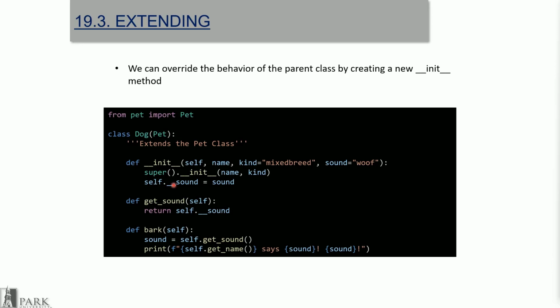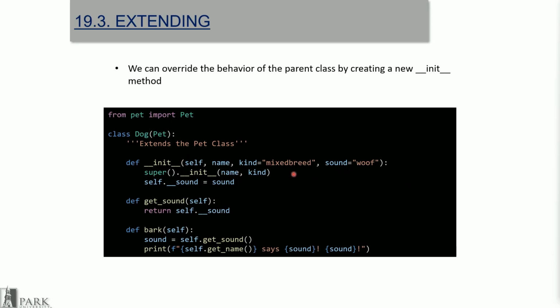So this super method right here is going to call the pet init method. And so we're going to pass in our mixed breed, and we're going to pass in our name, and then we've also got this new parameter here called sound. Our pet class doesn't have a sound property, so we wouldn't be able to create a pet with this constructor because it has 3 different parameters, right?